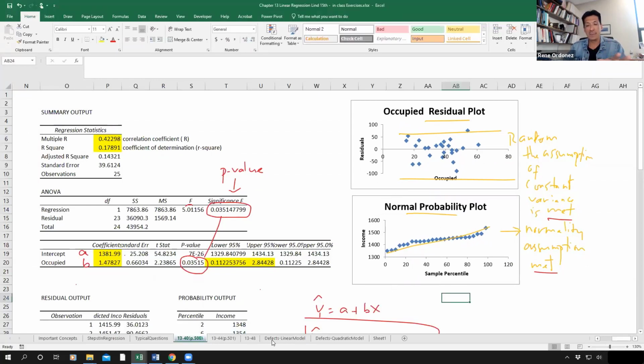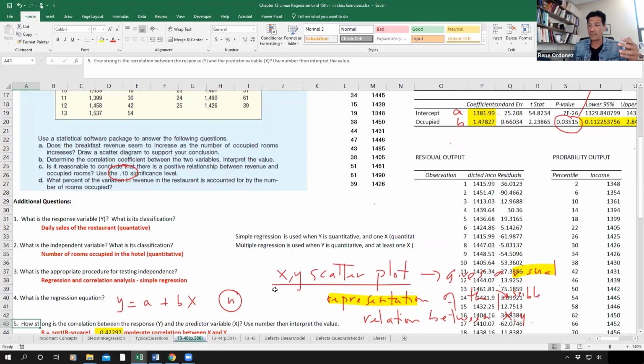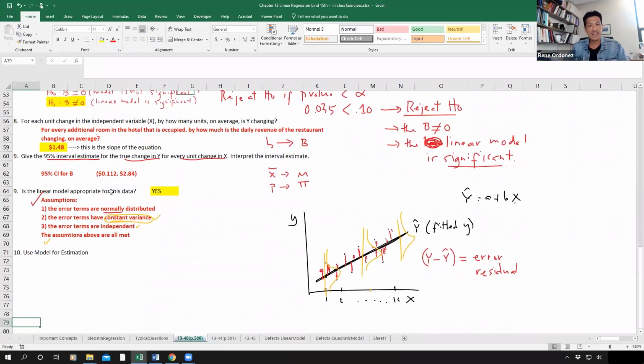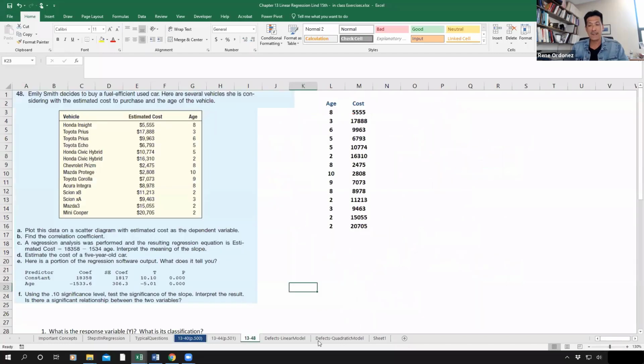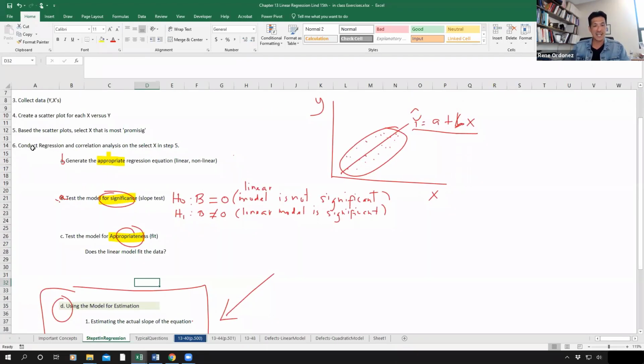So we'll look at an example applying this analysis of residuals, and how we interpret it so that we can determine if the linear model actually fits the data. Let's start with this one, 13.48. We will do this particular problem following these steps in regression analysis that are found in one of the worksheets.